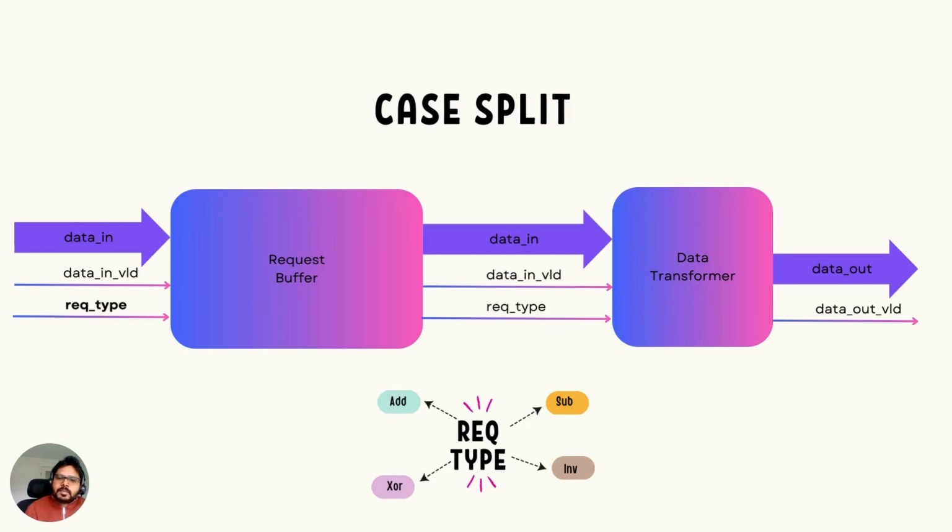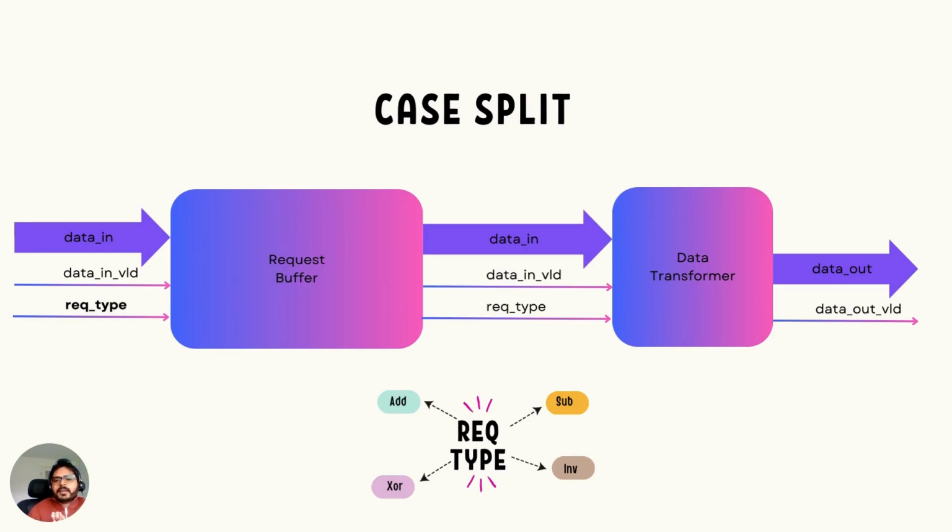The request that comes into the request buffer has three fields. One is the data input, the actual data itself, the second is the data invalid, which says whether the data is valid or not, and the third input is the request type. And the second block, the data transformer, picks up these requests one by one and then does various data transformation operations. These operations can be addition, subtraction, XOR, or inversion in this case.